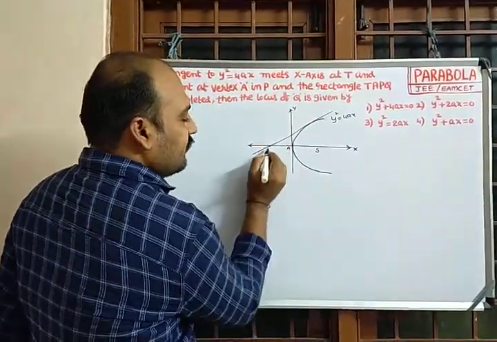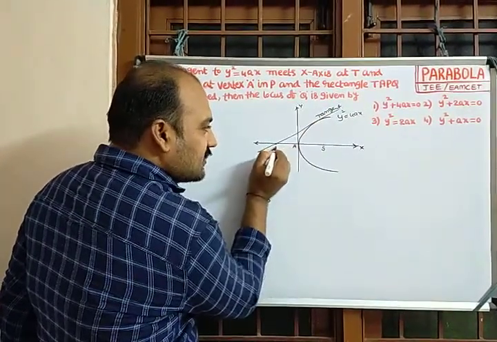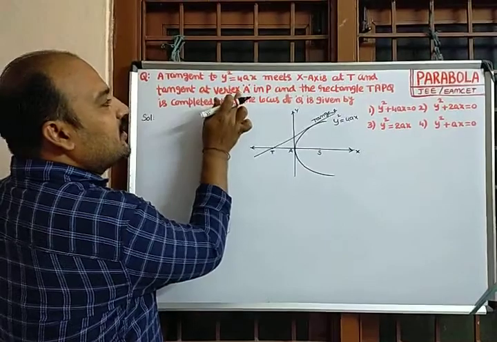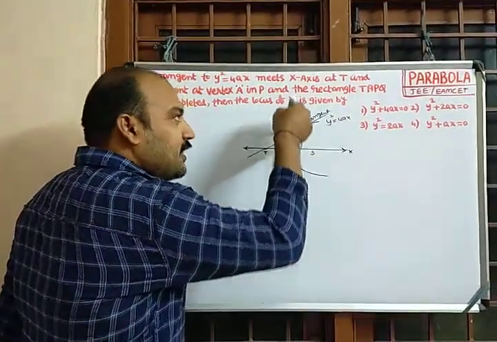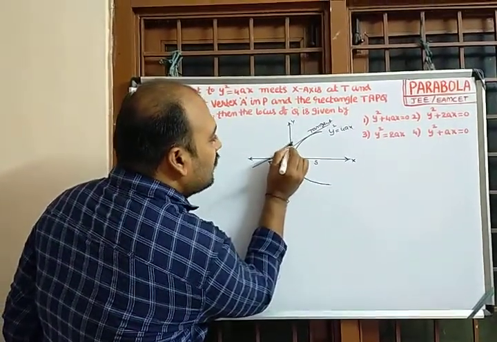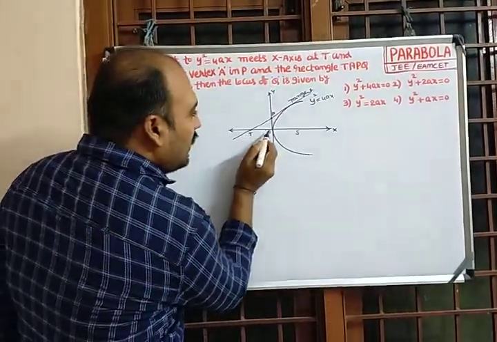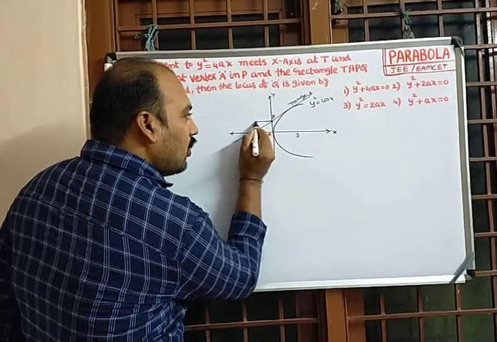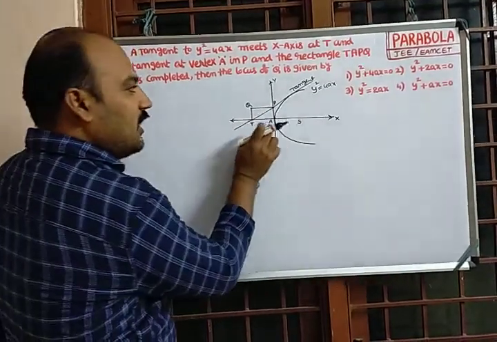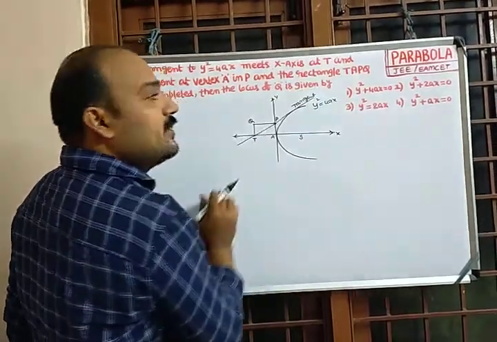This is the y-axis. The tangent equation meets x-axis at T. After that, and tangent at vertex A in P. This is the tangent at vertex. Tangent at vertex meaning is y-axis. Tangent at vertex at P and the rectangle TAPQ is completed. TAPQ means rectangle. You have to draw like this and join these two. This point is Q. TAPQ rectangle is completed. Then the locus of Q is given by.